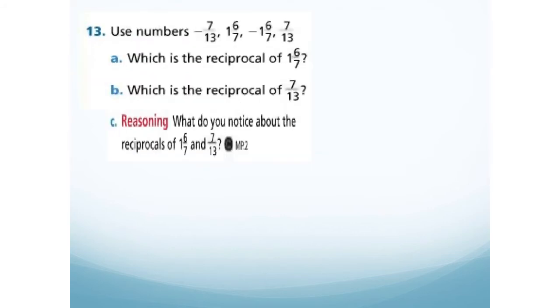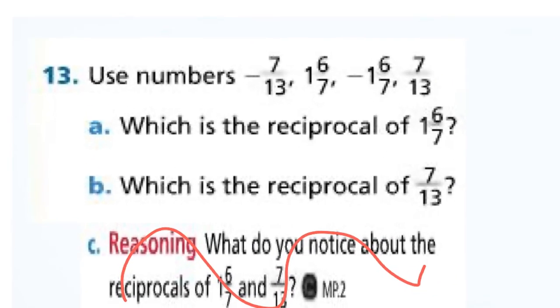All right, for question 13, use the numbers, which is the reciprocal of 1 and 6/7. Question B, which is the reciprocal of 7/13. And question C, we can mark this out for now. Let's just worry about these two, A and B. Okay. For question A, it's hard to get a reciprocal of something unless that number is either in a fraction form or an improper fraction. Right now we have a mixed number, so it's very hard to do unless we convert it to improper. So I'm going to go ahead and do that now.